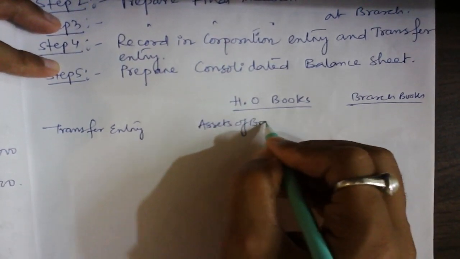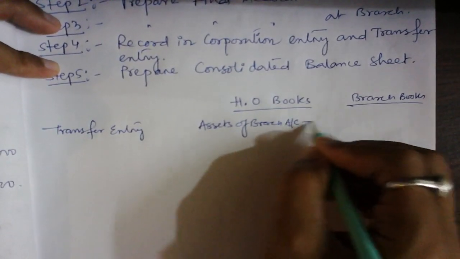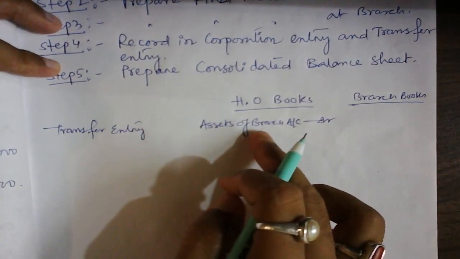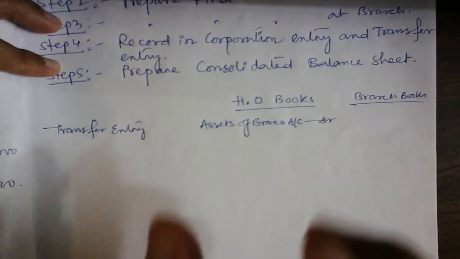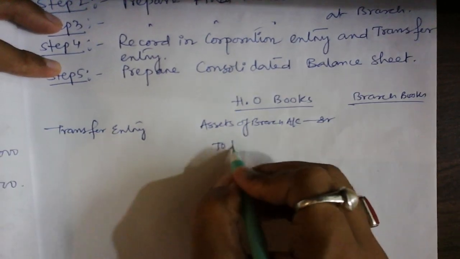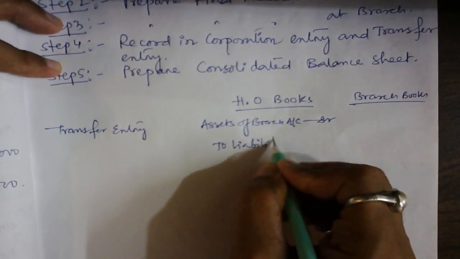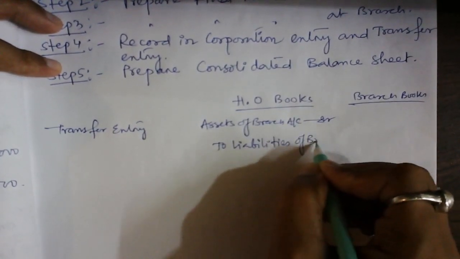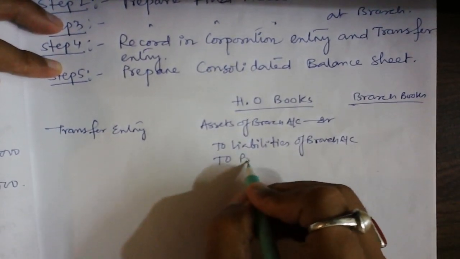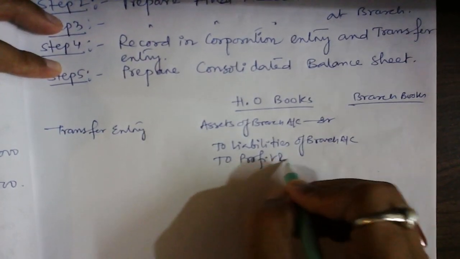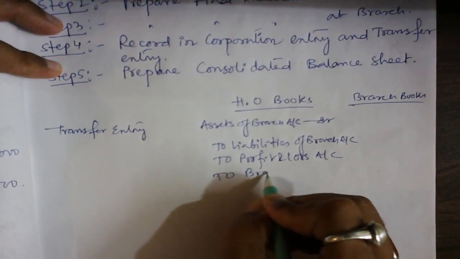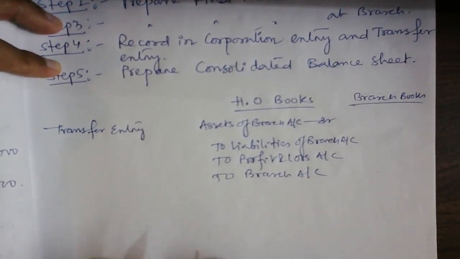In the books of HO, the transfer will be assets of branch. Remember, assets of branch, because HO is receiving the assets, that's why it is debited. But whose asset? Branch asset. HO is receiving all the balances of the branch assets, that's why it is debited. Second, HO is also receiving the liabilities of the branch, so liabilities will be credited. And then there is some profit and loss which is also received by HO, as well as balance in the branch account.